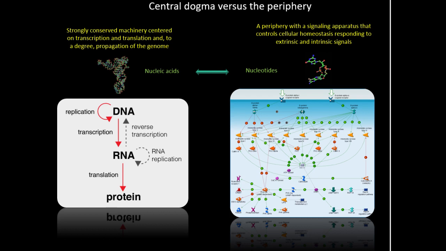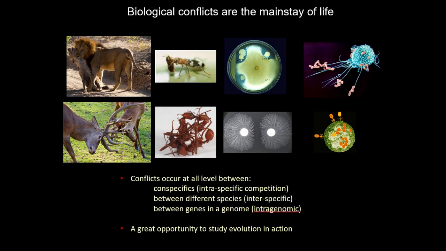But there is one part of the periphery which interested me considerably, and I felt there was a lot to be learned there, which is that part of the periphery which is devoted to biological conflicts. And here is where our interest in this concept of biological conflicts began, which very simply can be described as a conflict between two different genetic entities. And it can occur at all levels. The first thing which we focused on was the conflict which occurs within genomes.